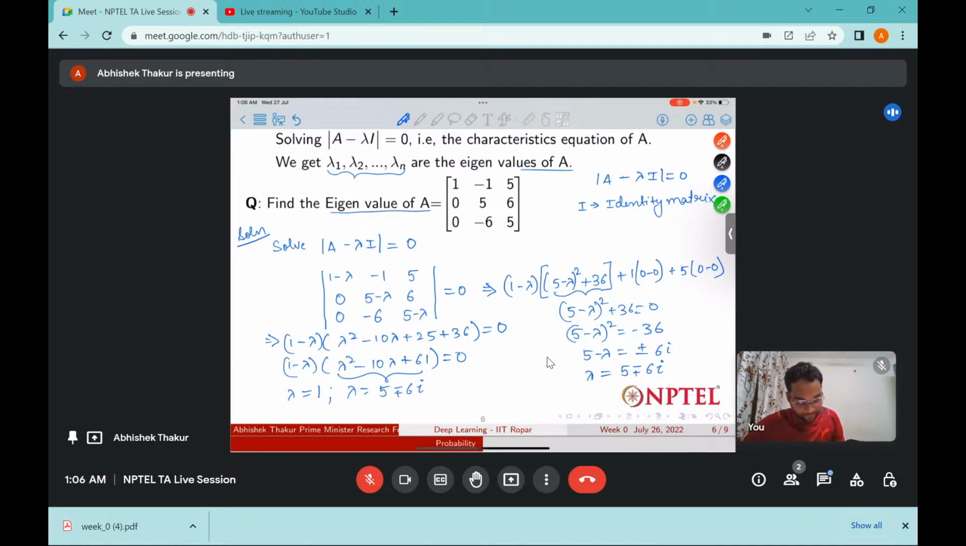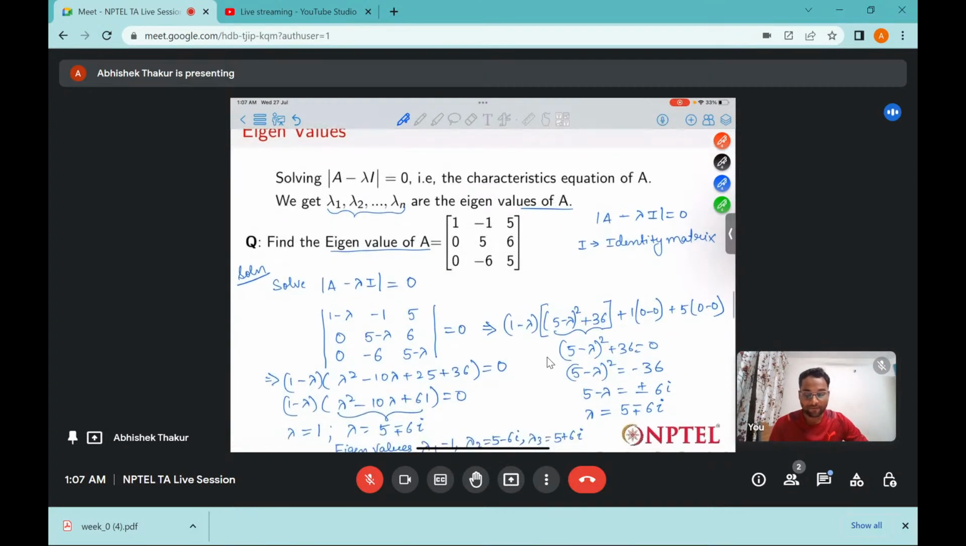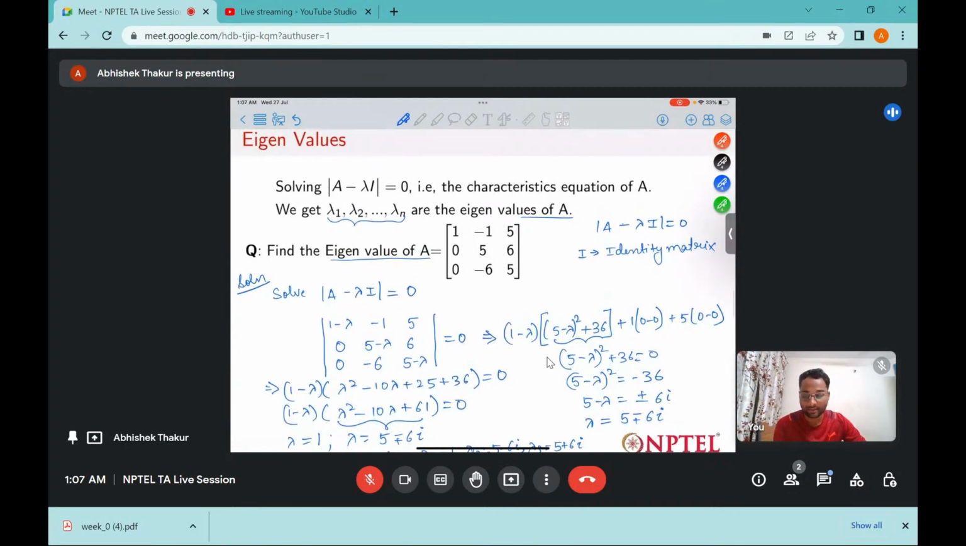So what are the eigenvalues? There are three eigenvalues. Lambda 1 is equal to 1, lambda 2 is equal to 5 minus 6i, and lambda 3 is equal to 5 plus 6i. Here i is iota, that is the square root of minus 1. So in this way you can find the eigenvalues of any given matrix.